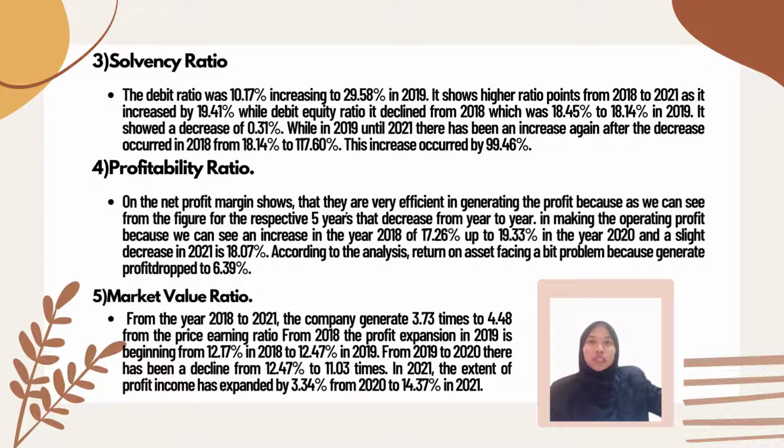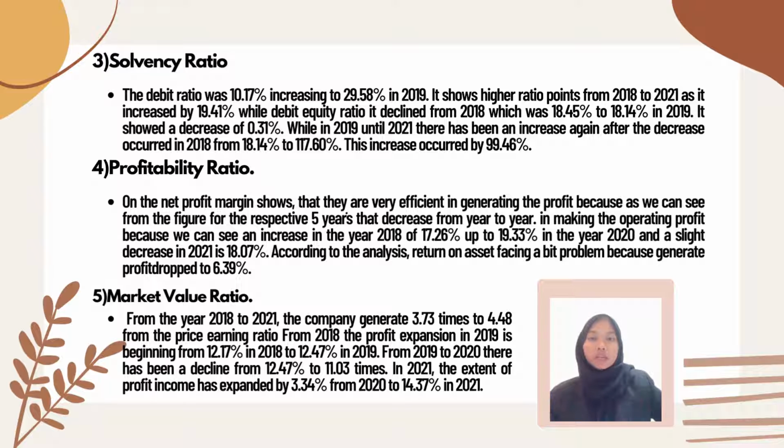The net profit margin shows that they are very efficient in generating profit, because as we can see from the figures of the respective years, there is an increase in operating profit from 70.26% in 2018 up to 19.33% in 2020, and a slight decrease in 2021 to 18.07%. Return on asset is facing a big problem because it dropped to 6.39%.